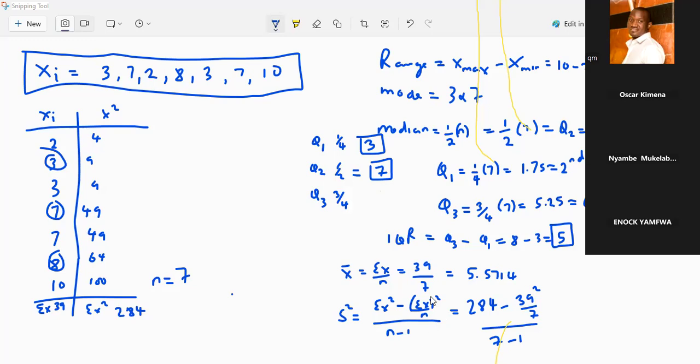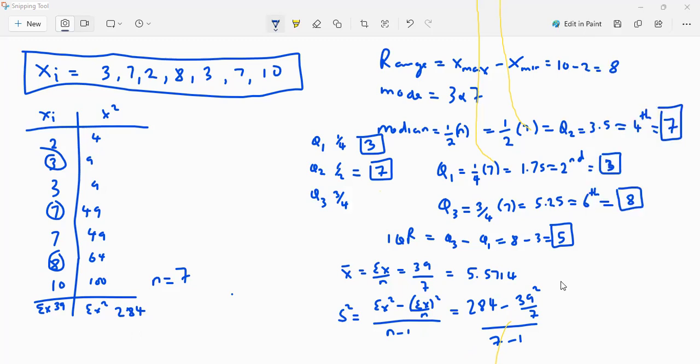Just a recap of what we did. Summation of x squared is 284. Summation of x to the power 2 is 39 squared, everything over 7 minus 1. So you need to compute that like a grade 9. Start bit by bit. 39 squared over 7, what do we get?